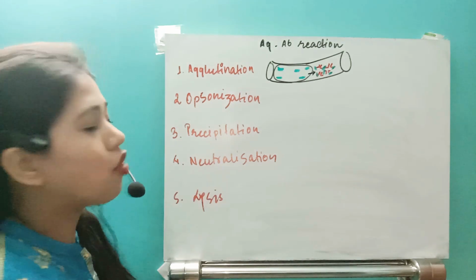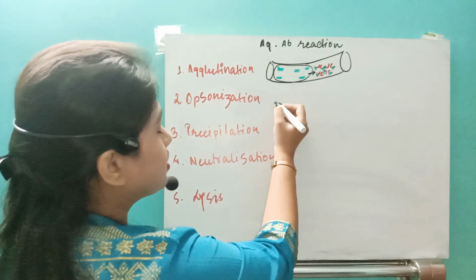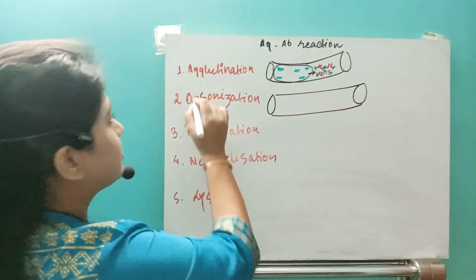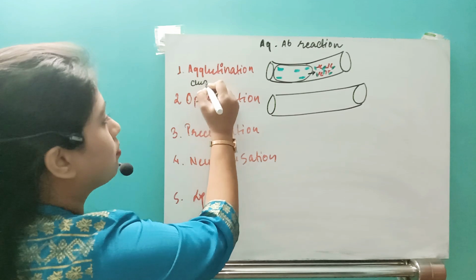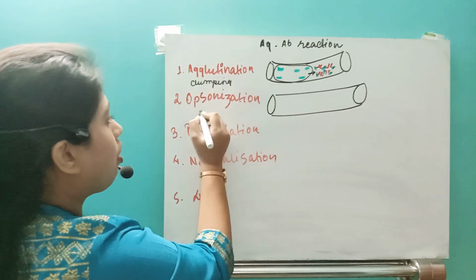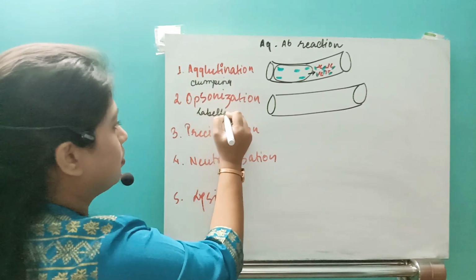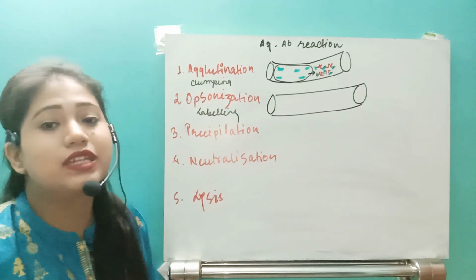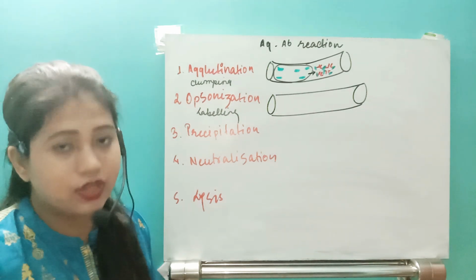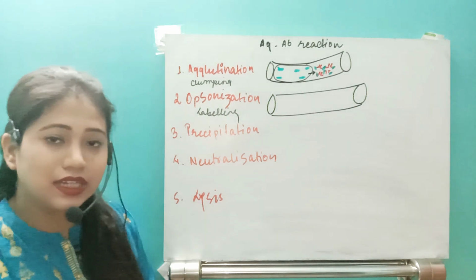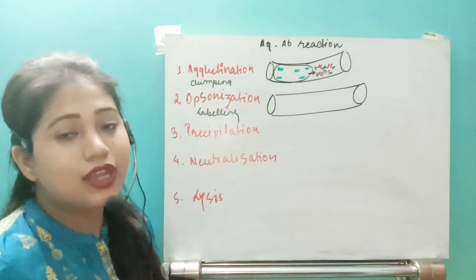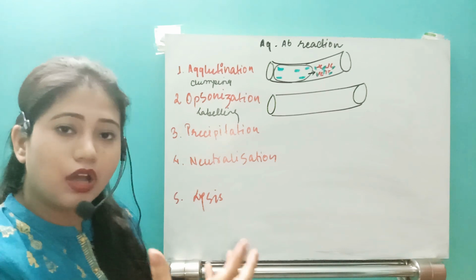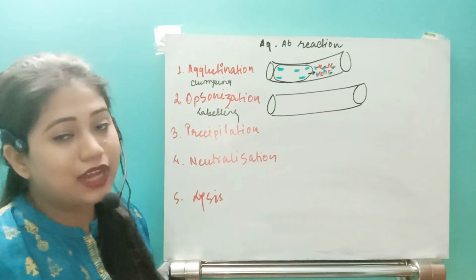The next one is opsonization. Now what is opsonization? Opsonization means labeling. Agglutination means clumping; remember, opsonization means labeling. Now, what does labeling mean? Some antibodies may not kill the pathogen or the antigens, but at least they can do one thing: they can tell the immune system that there is a foreign particle, and send the immune system some toxic cell to kill that pathogen.